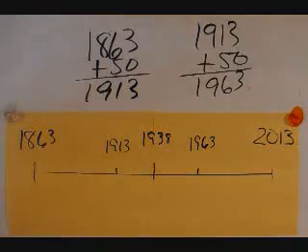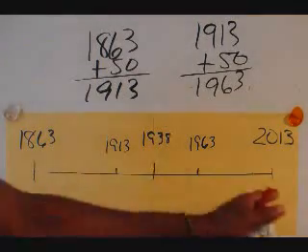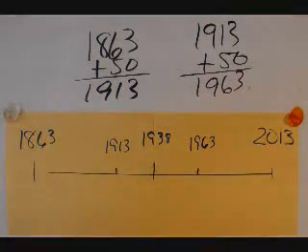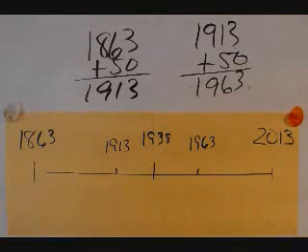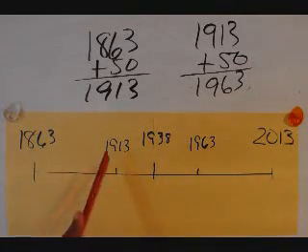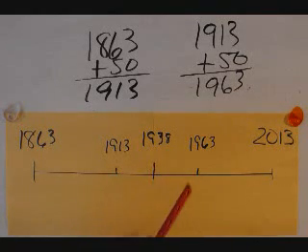So now you see why I chose a measurement of 18 inches. You could have used 12, but the numbers would have gotten too close. You could have used 24, but it would have gotten a little bit big. So 18 inches works pretty well with 2 sheets of paper. So now we have our dates: 1863, 1913, 1938, 1963, 2013.